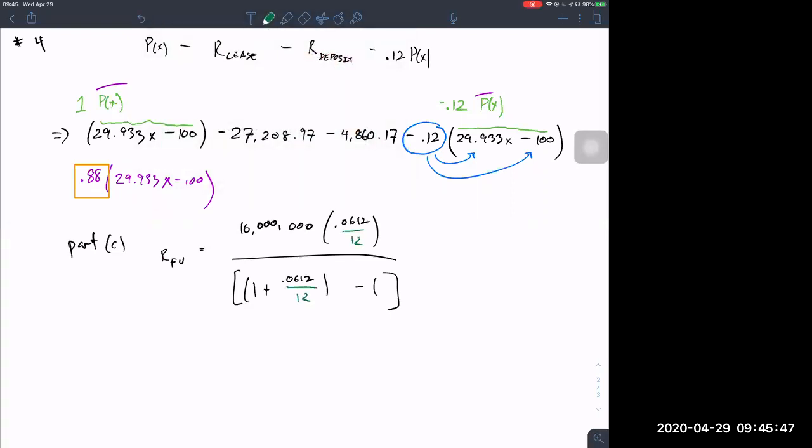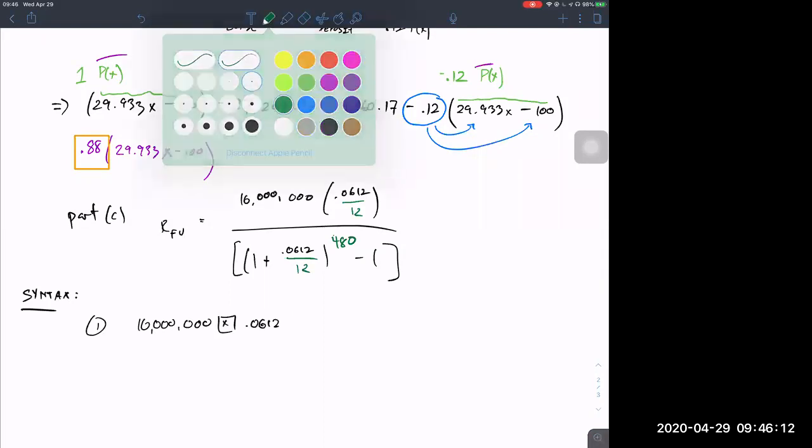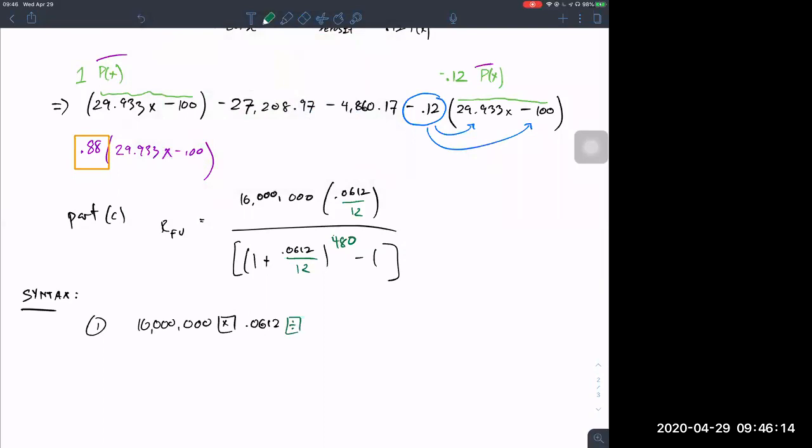How long do we do this for? 40 years, so that should be 480. Okay, so that's that. Now, here comes syntax. Syntax is the following. We got 2 steps, right? It is step 1, 10 million times 0.0612 divided by, actually, I should do that in green still, the compound period specific, 12, equal sign, and there you go.